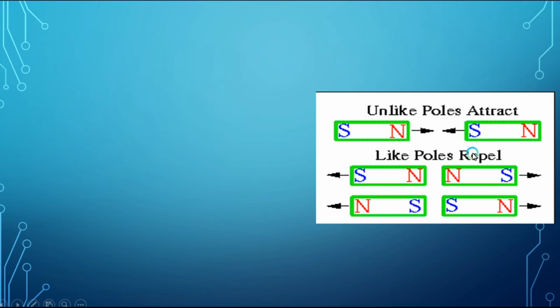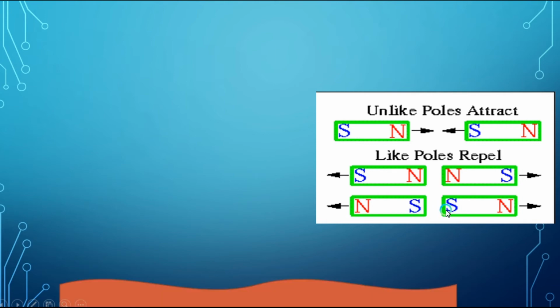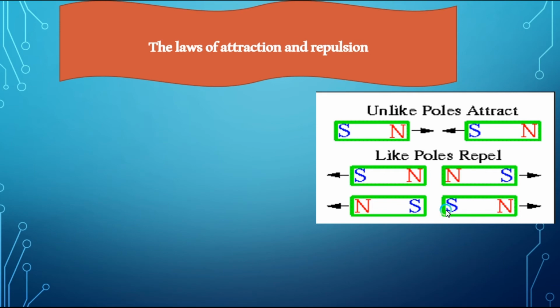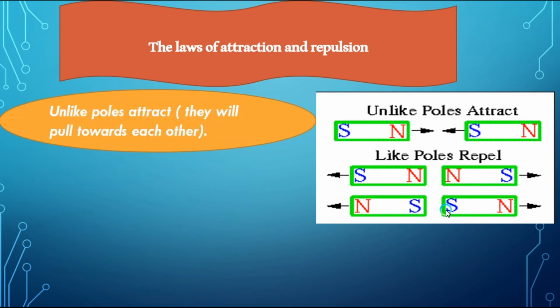But on the other side, like pole will repel. Like pole means the same kind of pole. N and N will repel, and they will push each other far away. The same thing for S and S: they will push each other. That means it will repel. So this is how the magnet will repel and how it will attract.